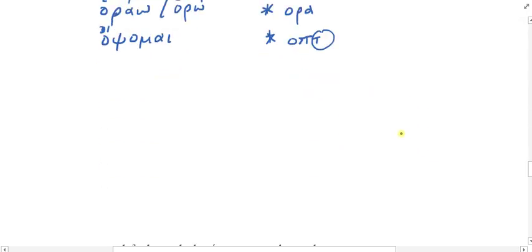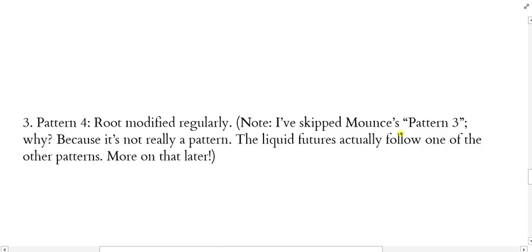Okay, now, if you look at the handout, this is where things get a little bit dicey. My number 3 is pattern number 4. Why, oh why, must you confuse me, Dr. Marshall? I'm trying to unconfuse you because I think Mounce is confusing here. Okay? Mounce's pattern 4 is roots modified regularly. And what I've done here is I've skipped his pattern 3 because he admits that pattern 3 is really not a pattern.